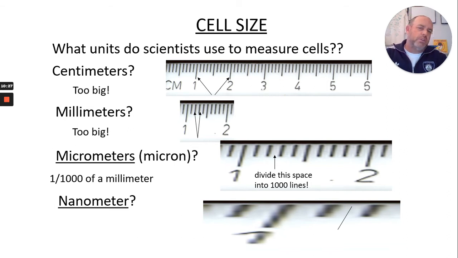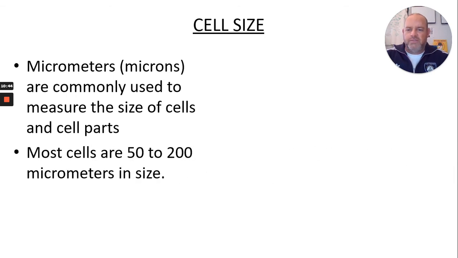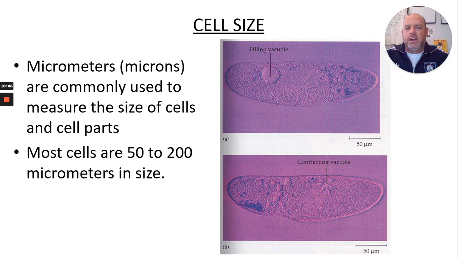So which one do you think scientists use to measure cells? You think it's microns or you think it's nanometers? Well, based on the previous slide where I showed you some of the sizes of other things, you might have a guess. Hopefully you said microns. Cells are usually between 50 to 200 microns. Here's an example. A lot of times they give you the little legend down there in the corner that shows you how much distance is 50 microns, and you can kind of estimate a cell size in a picture from a book or on a PowerPoint or whatever.